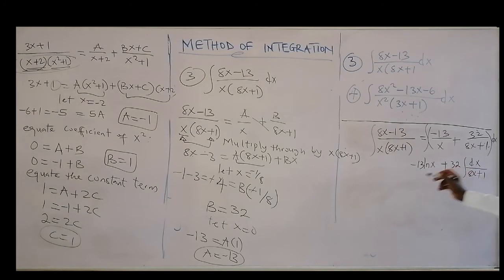Okay. So we now have minus 13 ln x, and this will be equal to plus 32 ln 8x plus 1. Don't forget you're going to divide by what? By the coefficient attached to the variable, over 8. And that will be equal to minus 13 ln x plus 4 ln 8x plus 1. And then your constant of integration. So that's that on that.